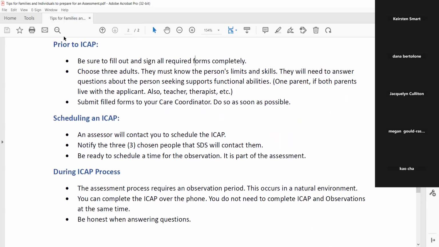For scheduling an ICAP, an assessor will contact you to schedule the ICAP. Notify the 3 people that SDS will contact them so that they're not surprised, if you want to say it like that. You're going to have somebody talk with you about the ICAP. Be ready to schedule a time for the observation part of the assessment.